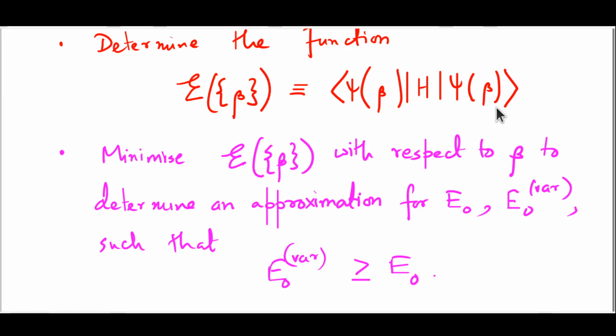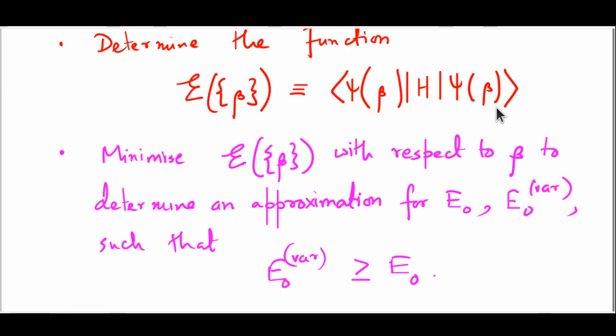Now, while our formulation of the variational principle has focused on the ground state energy, and determination, or at least estimation, of the ground state energy is one of the major applications of the variational principle, it is also possible to modify this so that we can find an estimate for higher energy eigenstates as well.